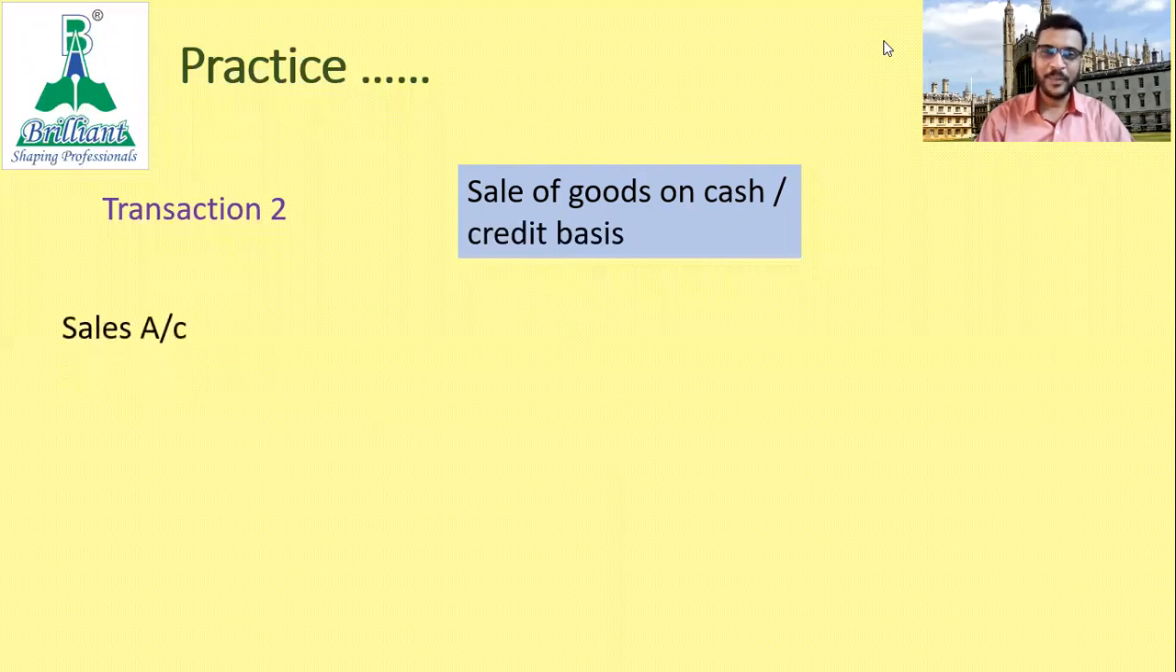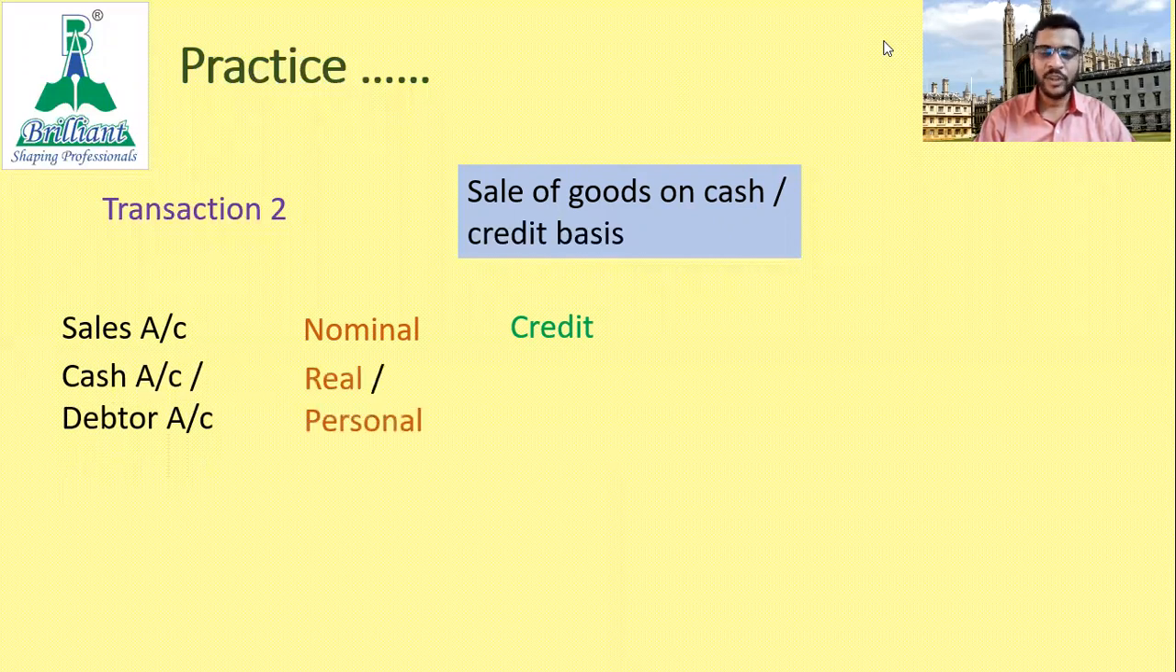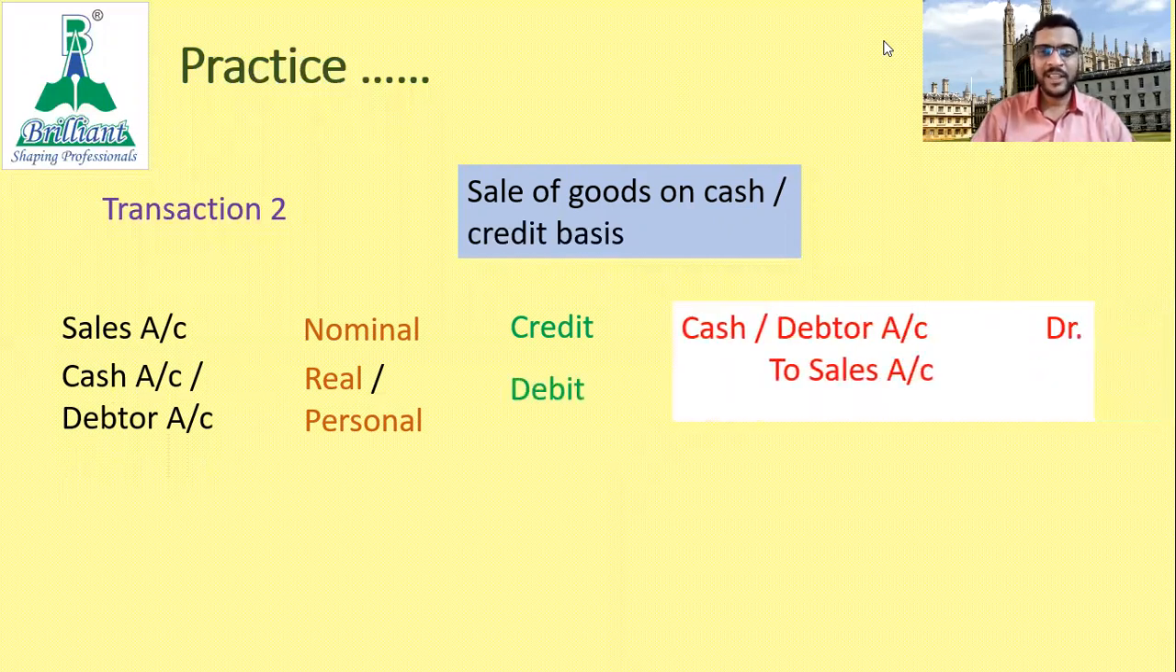Okay, so let's see. Sales account, nominal account. Sales account should be credited because sales is income. And cash or debtors account. Cash account is real, debtor account is personal. Now the sales account is credited, so the cash account should be debited, and the entry is like this: cash or debtor account debit to sales account. Correct.